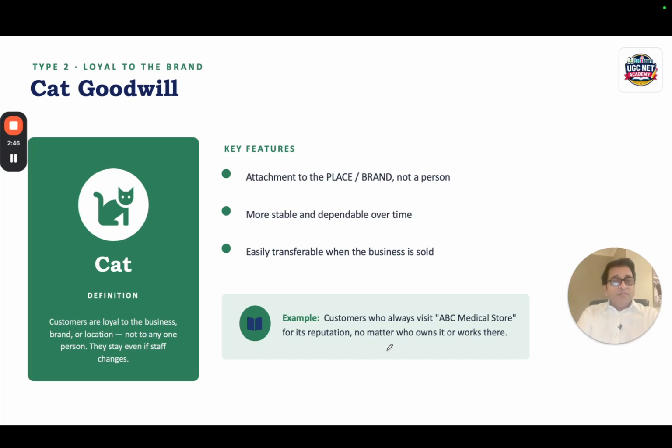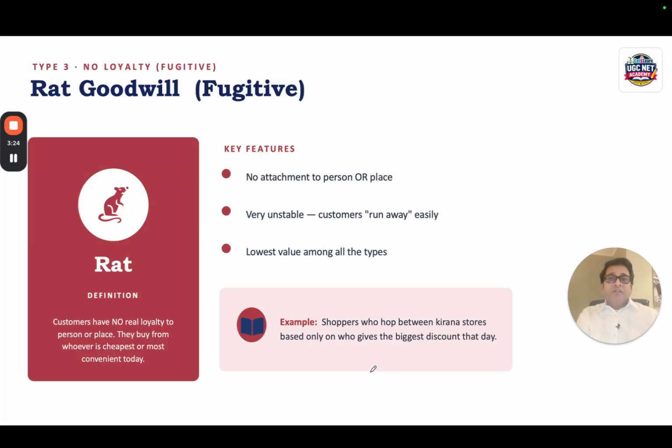The next goodwill is cat goodwill. It is related to the place, the brand, etc., but not the person. Take an example that you have a food outlet next to your home, say McDonald's or KFC. You don't see who is the owner of that particular outlet, who is a franchisee. We don't consider those points. We like the product, we like the brand. Based on that, the goodwill is formed, called what? Yes, cat goodwill.